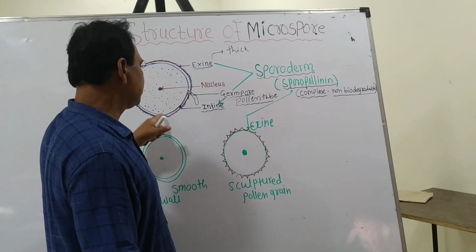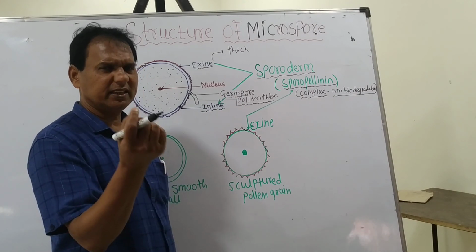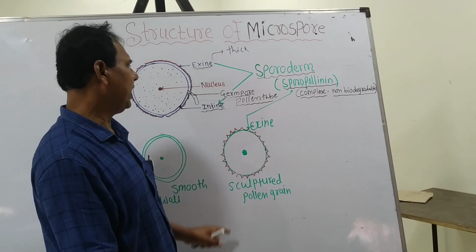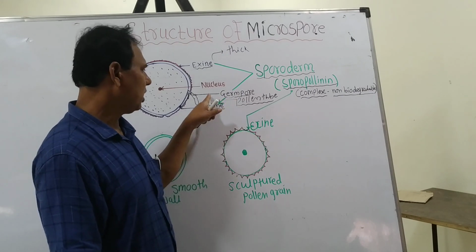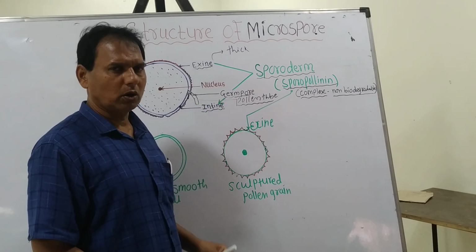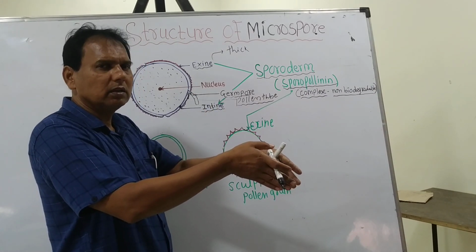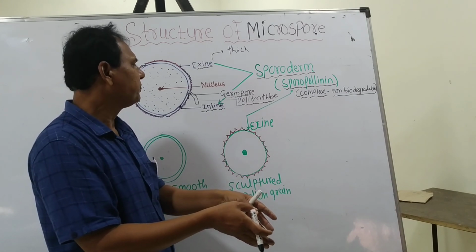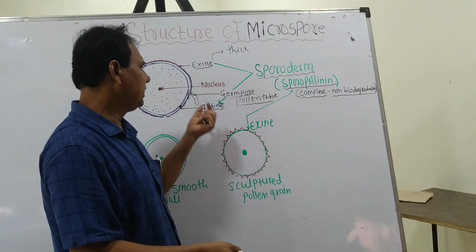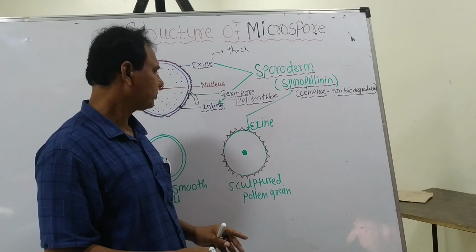The exine surrounds the pollen grain, but at some places it is a thin layer. That area is called the germ pore. The germ pore plays an important role: enzymes come out through the germ pore during germination of the pollen grain after pollination, in the form of a tube-like structure called the pollen tube.